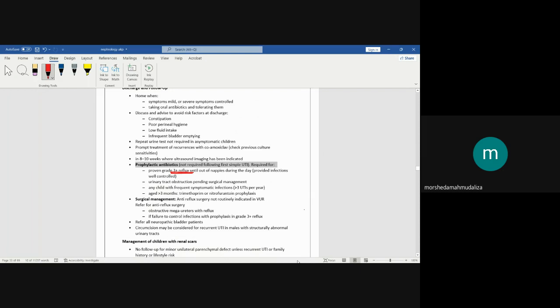Okay, so in those cases, you require it if the patient has obstructive uropathy features, with obstruction where some surgical management is required, or there is recurrent symptomatic urinary tract infection. It is defined as more than 3 UTIs per year, and for more than 3 months, you require prophylactic antibiotics.